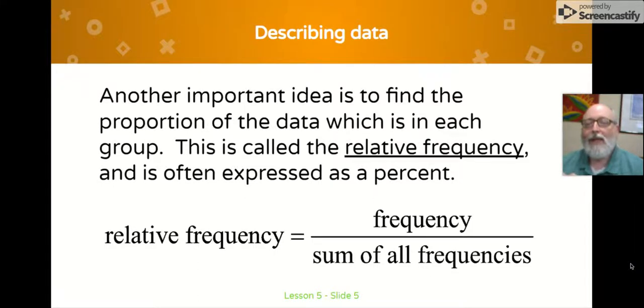Another important idea is to find the proportion of the data which is in each group. This is called the relative frequency and is often expressed as a percent. Relative frequency equals frequency of each group divided by the sum of all the frequencies.